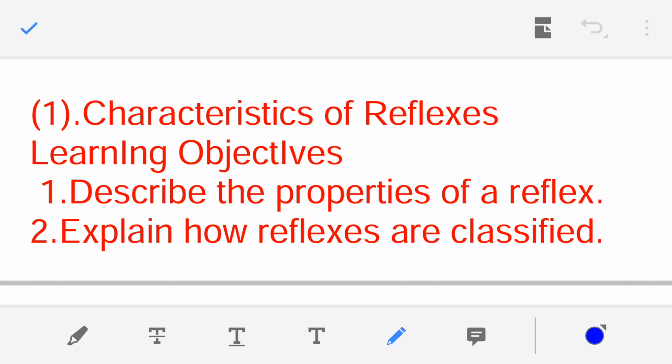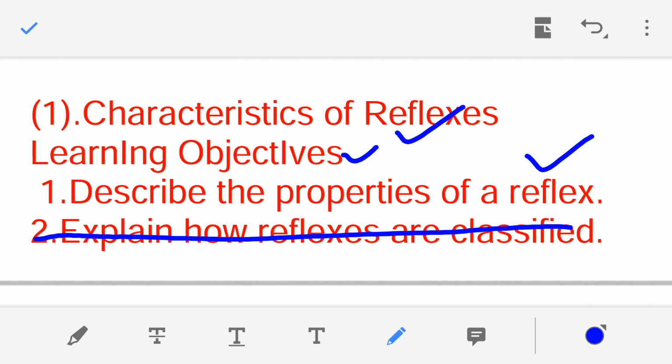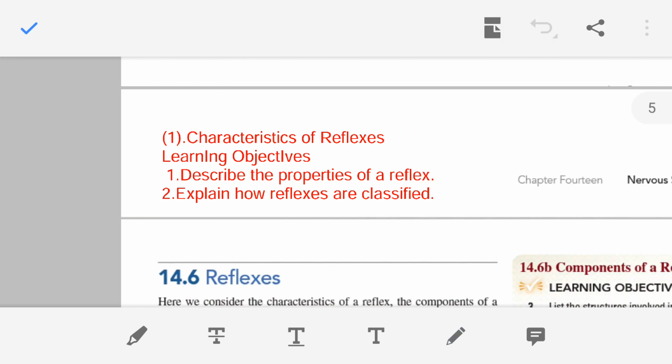Okay, so characteristics of reflex arc. Learning objective: describe the properties of a reflex, what are the reflexes. This point is not there in your syllabus, so here we are discussing the properties of reflex. Now the first question that comes to our mind is, what are the reflexes? Reflexes are the protective measures that are taken by our body to protect ourselves from danger. These are called the reflexes.